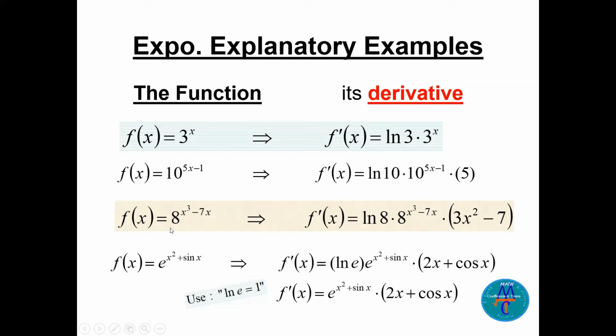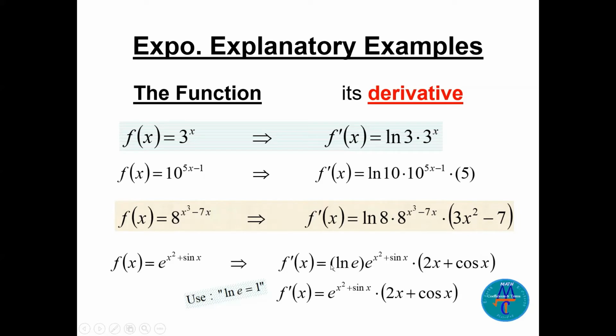This one, same, 8 to the power x cubed minus 7x. The derivative will be ln of 8 times the function times the derivative of the u, which is 3x squared minus 7. This one is nice, e to the power x squared plus sine of x.